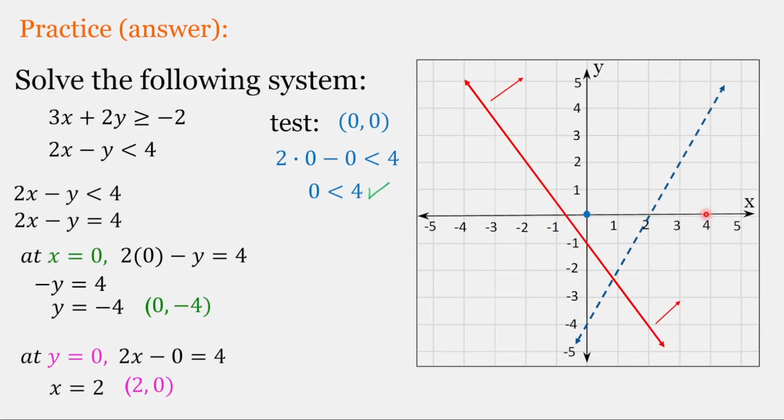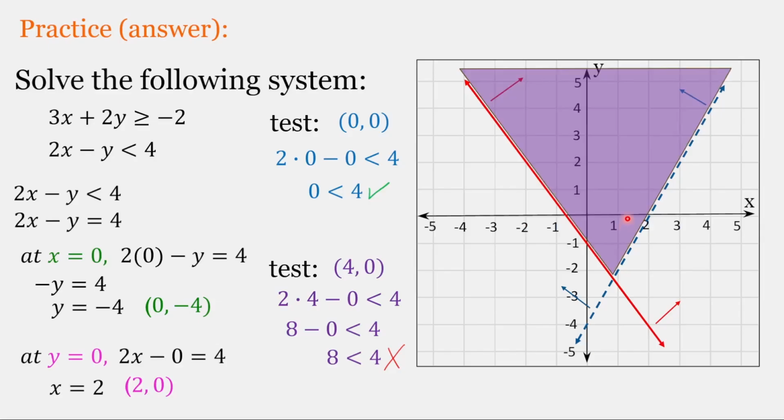But as before, we'll test a point on the other side as well. Go ahead and test the point 4, 0 on this x-axis. We end up with 8 less than 4. That is not a true statement. So we will shade the region containing the origin. Again, we're going to shade up and to the left for this boundary line. So this center region here is our region of overlap, and we can shade this region.